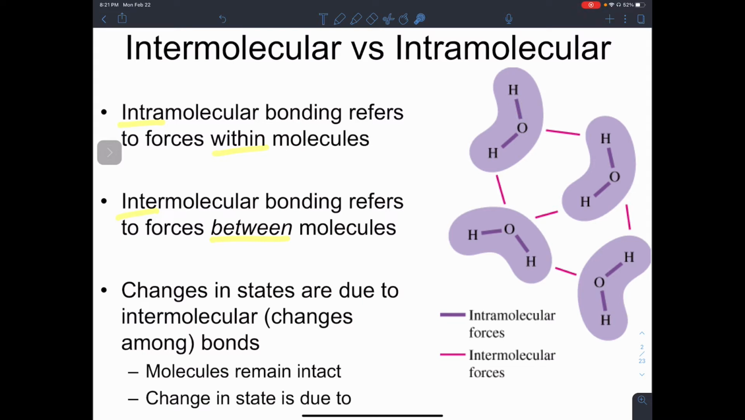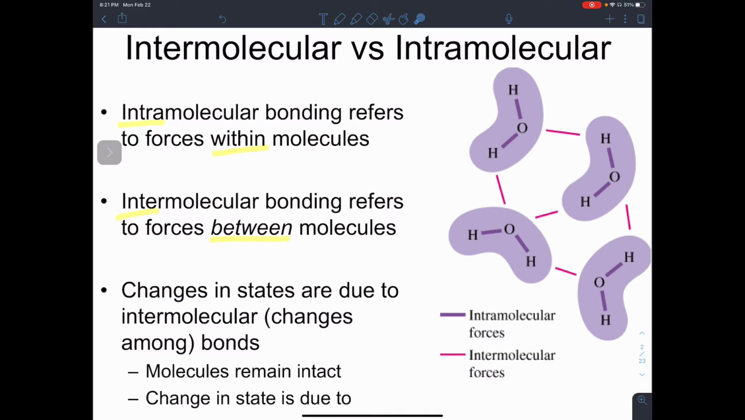What we haven't talked about yet, however, is the forces that occur between two different molecules of water. These forces are the intermolecular bonds or intermolecular forces. These forces are actually quite important. Changes in states are due to these intermolecular forces.